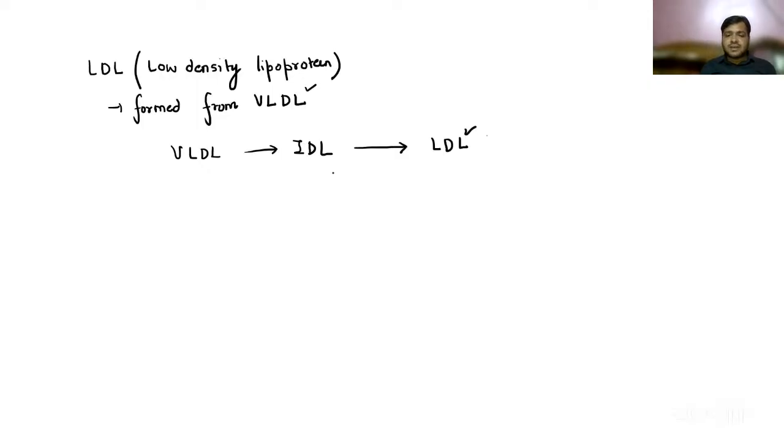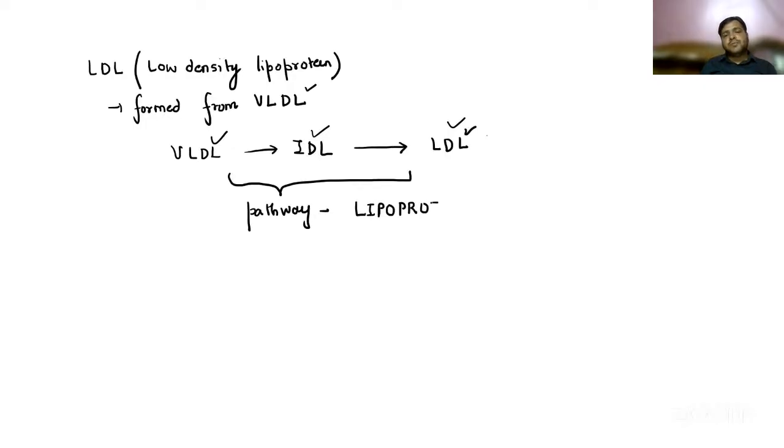Now, this entire pathway from very low density lipoprotein to intermediate density lipoprotein, and from the intermediate density lipoprotein to low density lipoprotein, this entire pathway is called the lipoprotein cascade pathway.